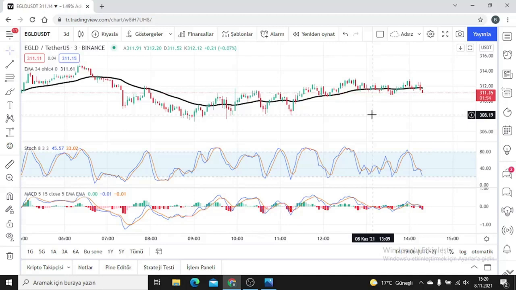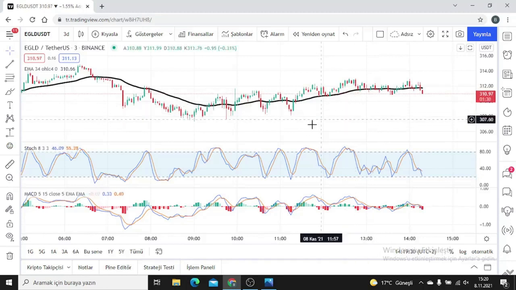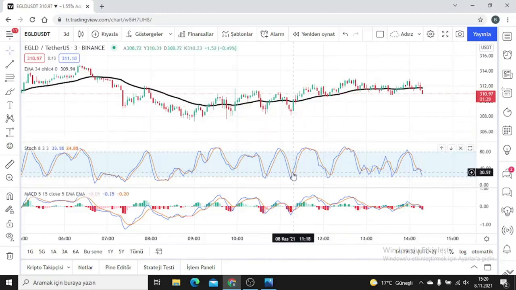Now, as you can see here, here's what we always say when stochastic gives a buy signal. In other words, when the blue line crosses the orange line upwards, it creates a buy condition. Yes, it has created a very good buy condition here. In the same way, friends, Macd created a buy condition, the blue line crossed upwards again. When we look at it now, the price is above the EMA 34, perfect.